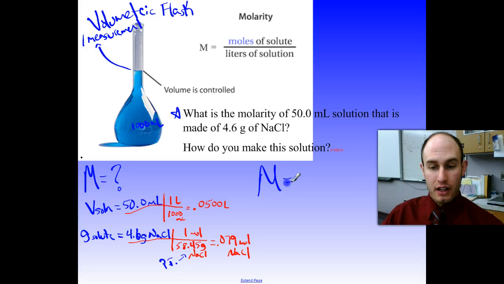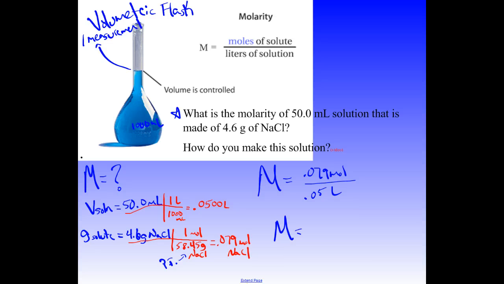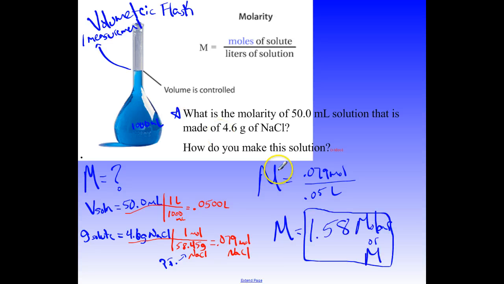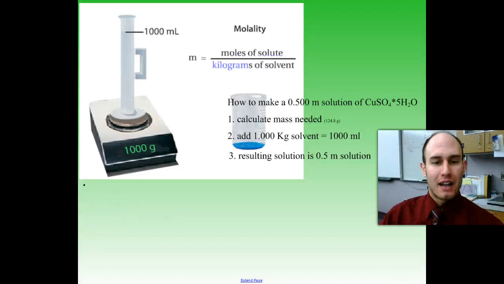So then molarity is moles per liter, 0.079 moles per 0.05 liters. And I'm going to simply divide those to get my final molarity. After dividing this out, you end up with 1.58 molar, or M as the right unit. And that's calculating molarity. Let's go ahead and look at a molality example here.